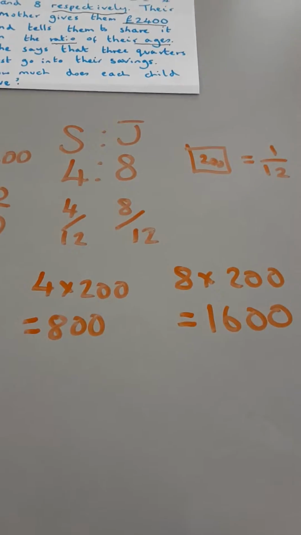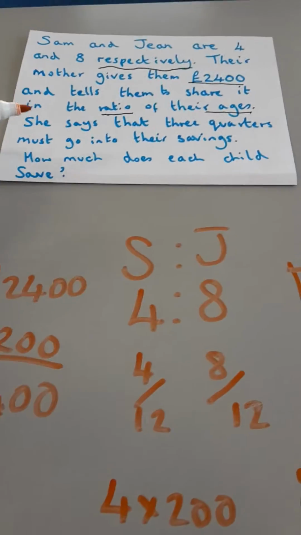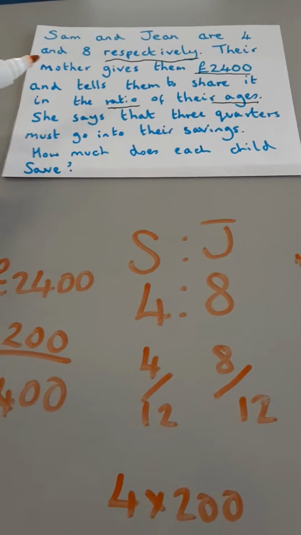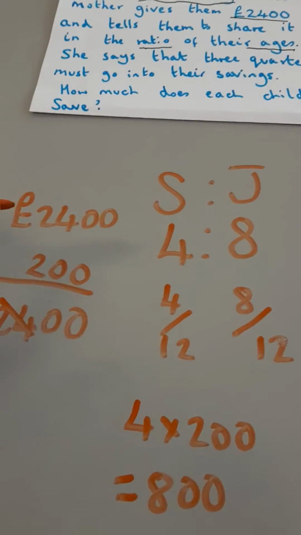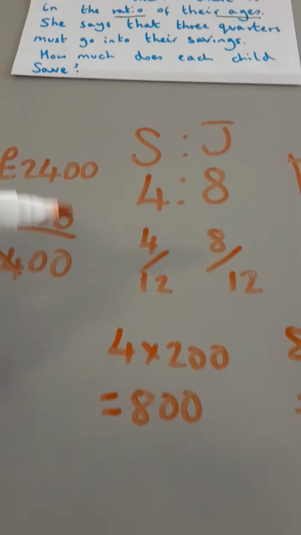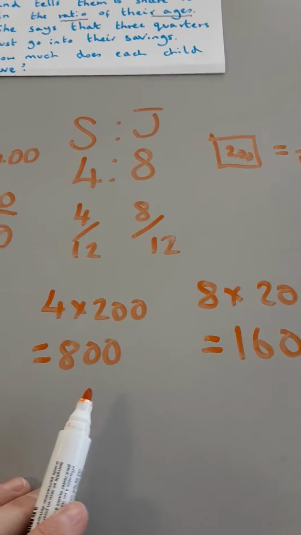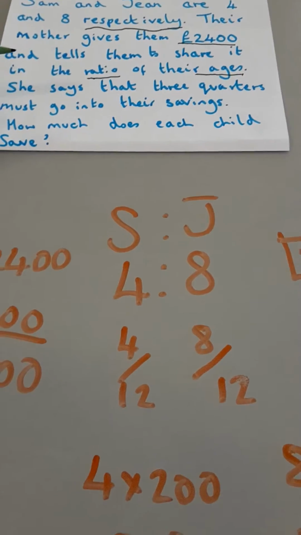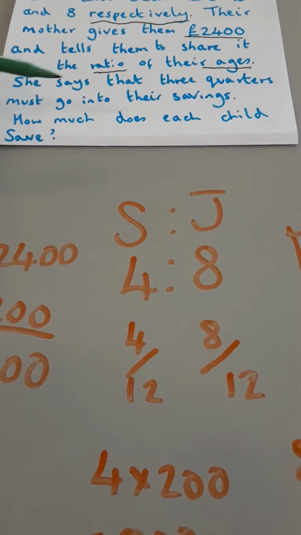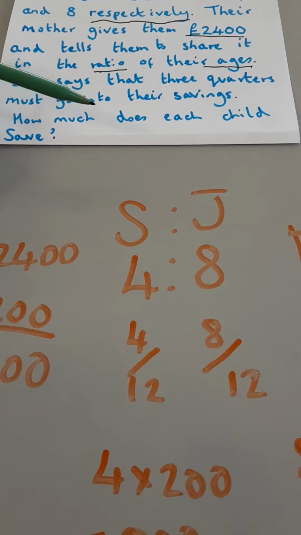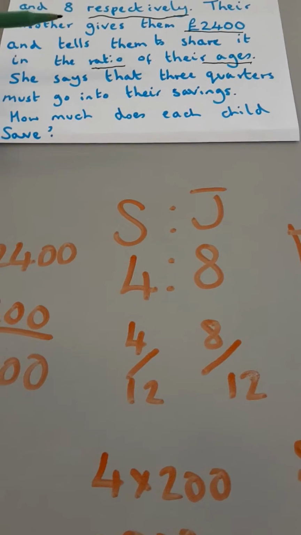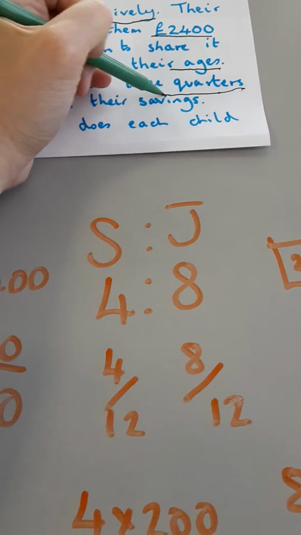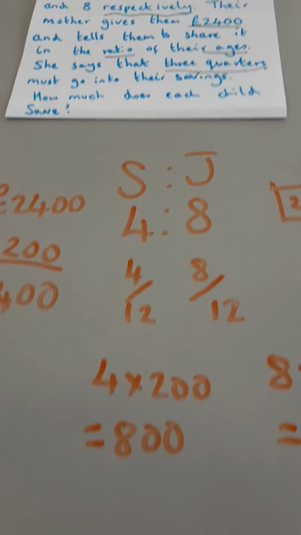Okay. So far, we've probably got about 3 of the marks because we've interpreted the question and then we've calculated the ratio and calculated the amount that each child gets. Now we need to try and get the rest of the marks. She says that 3/4 must go into the savings. How much does each child save? So we know how much money they've each been given. Now we need to work out what 3/4 of each amount is.